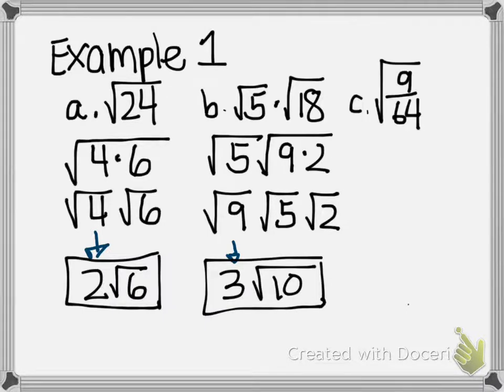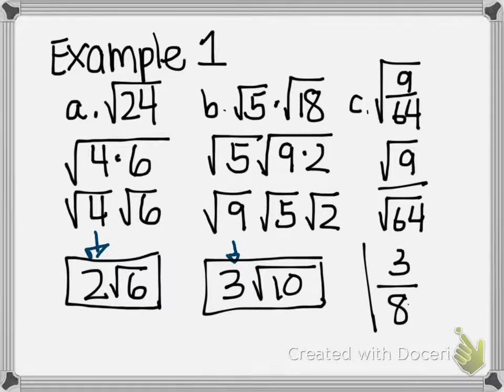Now for example C, when you have a fraction that is square rooted, we can actually separate that as the individual on the top and the bottom. So I could write this as the square root of 9 over the square root of 64. Again, looking at these numbers, these are perfect squared numbers, so we can change that to a 3, and the denominator becomes an 8, so our final answer is 3/8.